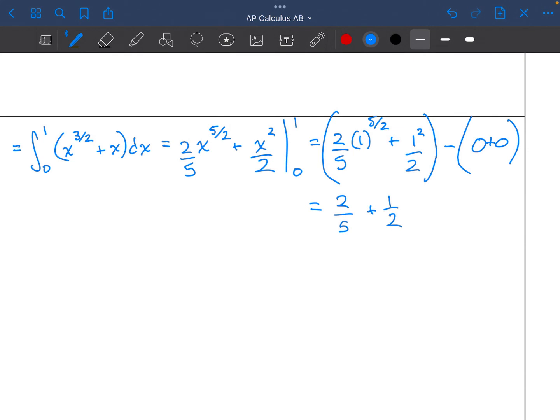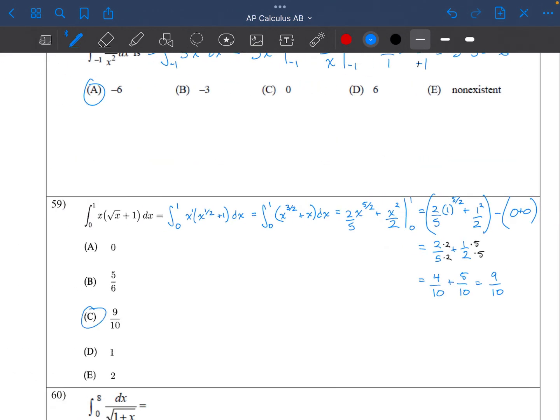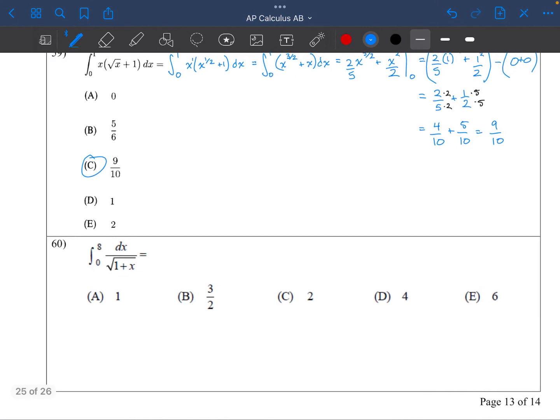Plus 1/2. I don't have like denominators, so let's go ahead and change this. So I'm going to multiply by 2 over 2 and multiply this one by 5 over 5. And that's going to change this problem into 4/10 plus 5/10, which is 9/10. Final answer, 9/10, C. On to number 60.